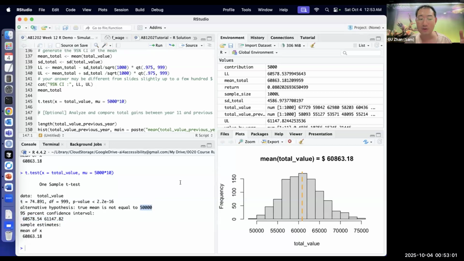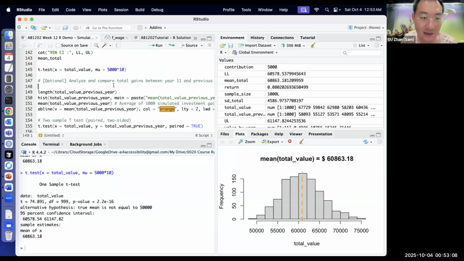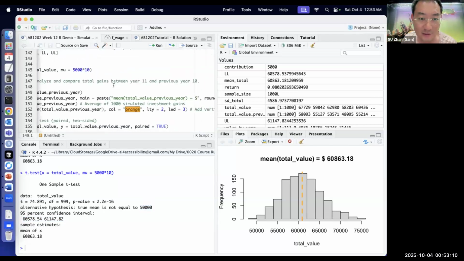It is in the two sides, which is in the rejection zone. So that's why we reject the null hypothesis. Okay. So next is analyze and compare total gains between year 11 and the previous year 10.